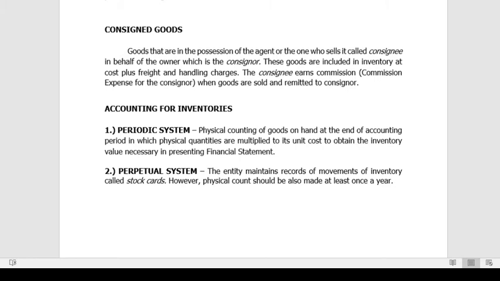The consignee earns commission for the consignor when goods are sold and remitted to the consignor. So what is the basic logic of consignment?